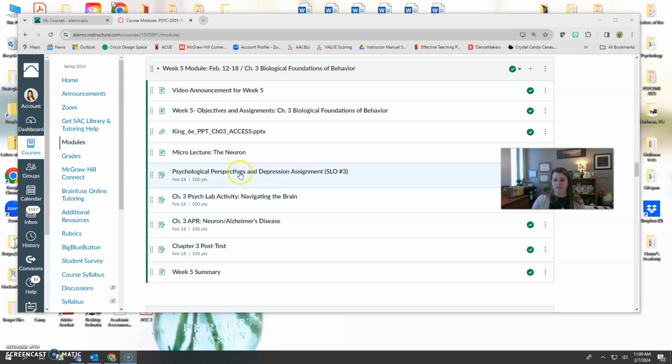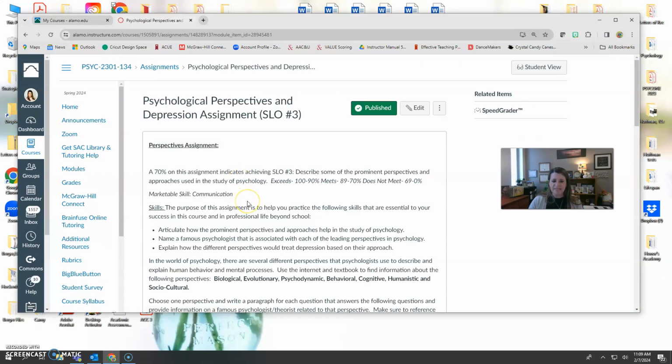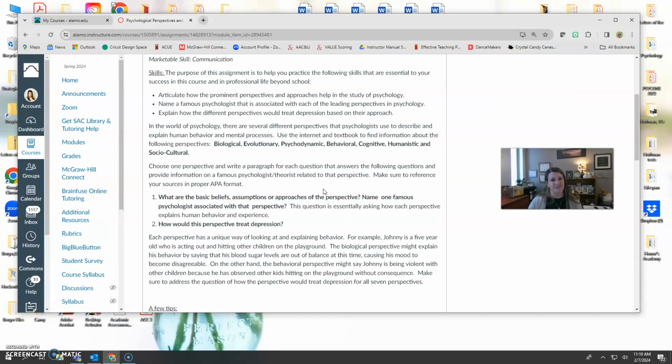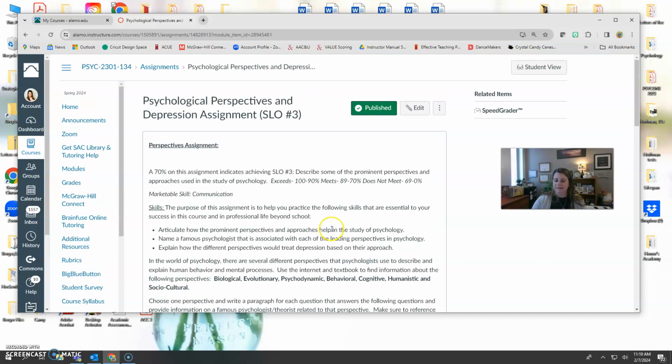In addition, you also have this psychological perspectives and depression assignment. This will be your measurement for student learning outcome number 3. Let's take a look at that. In this assignment, don't let this big title scare you off. What I'm really just asking you to do is write 2 fairly brief paragraphs. So it's not really a long research paper or anything along those lines.